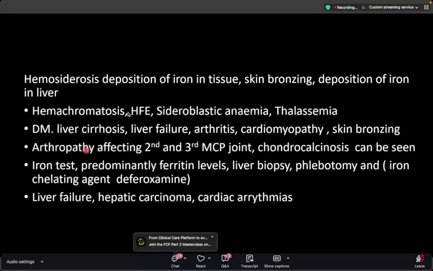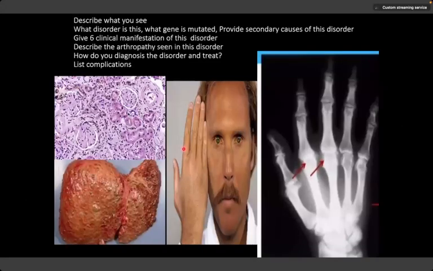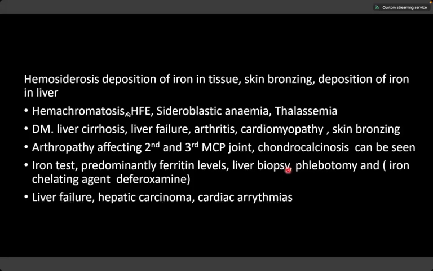Okay, and the typical buzzword for the arthropathy is that it affects the second and third MCP joints, causing what they call hook-like osteophytes. That's the typical finding. They love to put in an OSCE exam with chondrocalcinosis, right? And how do you diagnose? Well, you can screen for it by doing your iron studies, and you'll find the ferritin is crazy high, right? You can do a liver biopsy and look for the iron content there. How do you treat it? With phlebotomy and with an iron chelating agent. And they love to hear the word desferrioxamine or Exjade, okay? It can complicate with liver failure, hepatic carcinoma, cardiac arrhythmias, infertility, you name it, bronze diabetes.